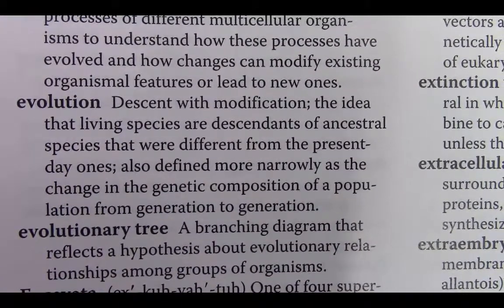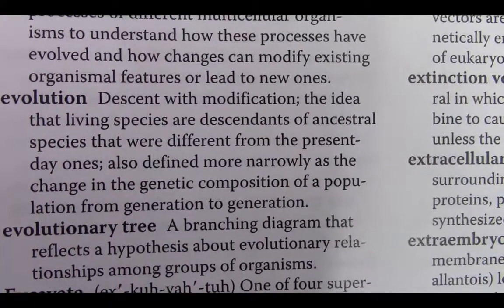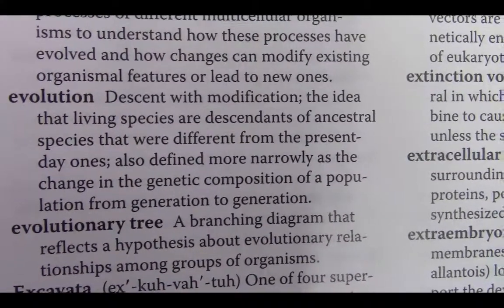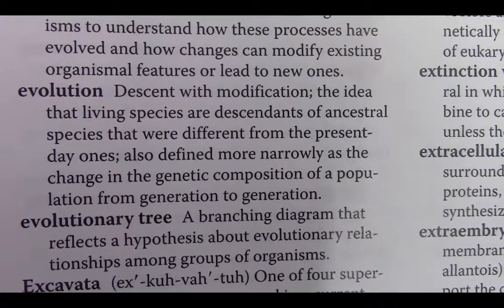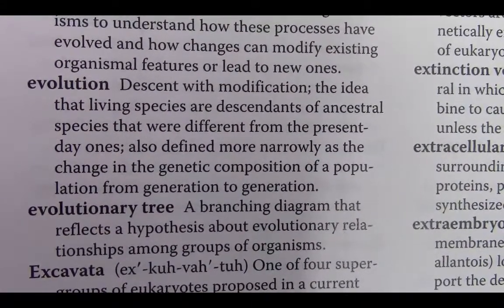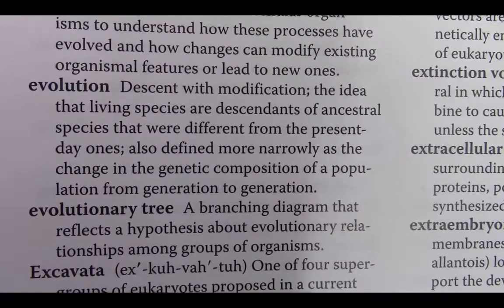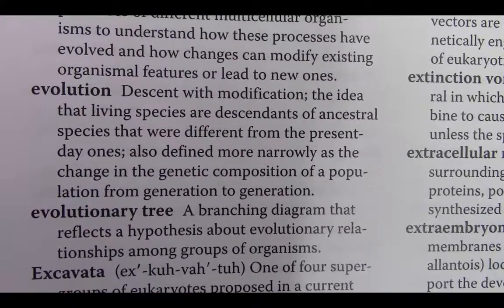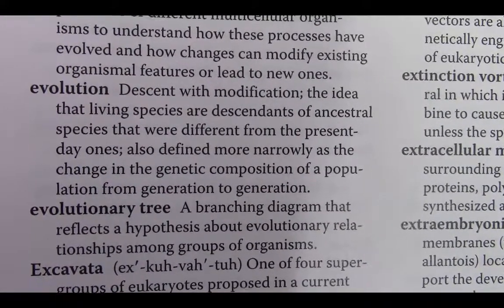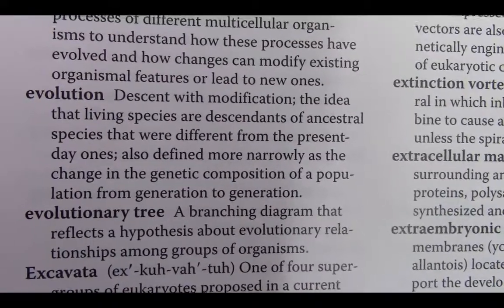So hopefully you came up with some reasonable definition for evolution, but let's read this one from your textbook in the glossary. Evolution is descent with modification. It's the idea that living species are descendants of ancestral species that were different from the present day ones. And it's also defined more narrowly as a change in the genetic composition of a population from one generation to the next generation.